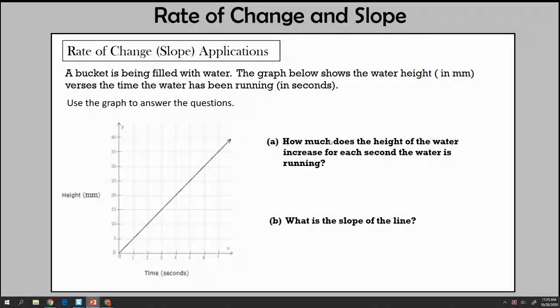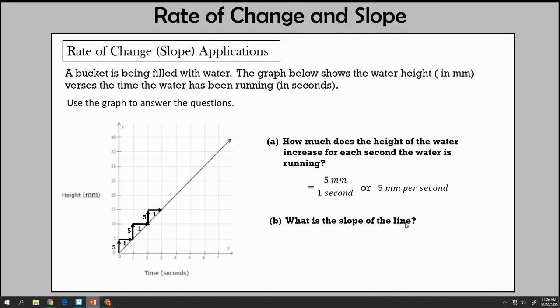First question, how much does the height of the water increase for each second? So it's a rise of 5 millimeters for every 1 second of time. So up 5 over 1, up 5 over 1. We can keep going, up 5 over 1. It's a consistent rate of change. So describing it now unit-wise, it's 5 millimeters of rise for every 1 second of run, or we could just write 5 millimeters per second, right?